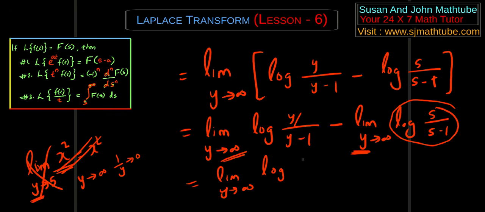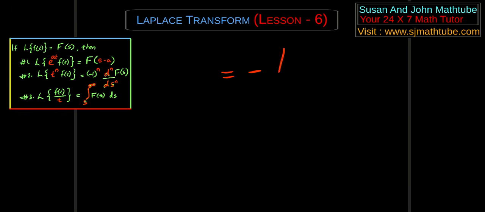So y by y, y by y, 1 by y. So we get 1 minus 1 by y, minus, here we get the same function. Okay. And now you apply infinity. So log 1 will be 0, and that is equal to minus log s by s minus 1. Okay, we can apply one more property here.